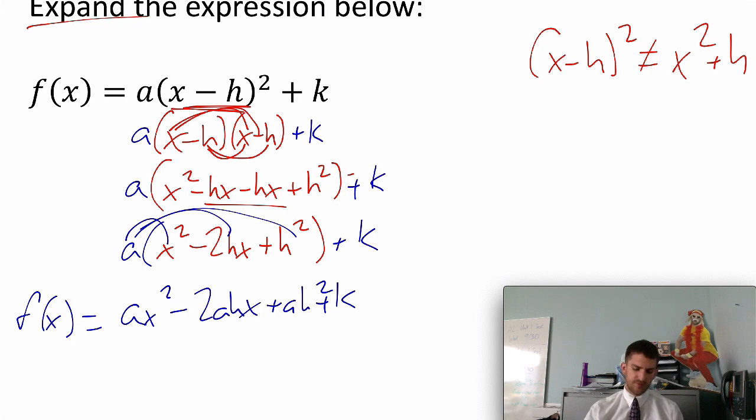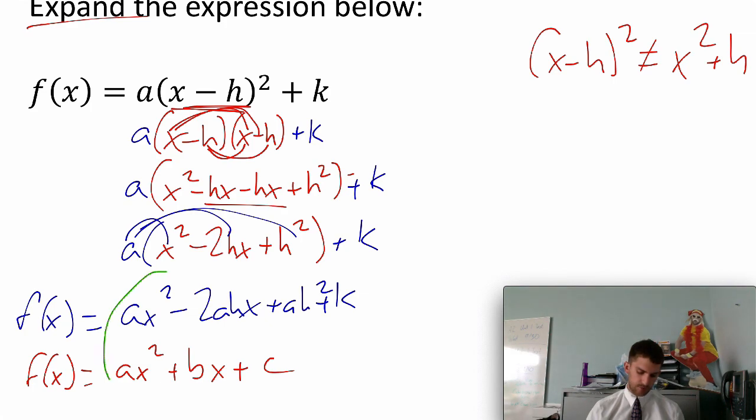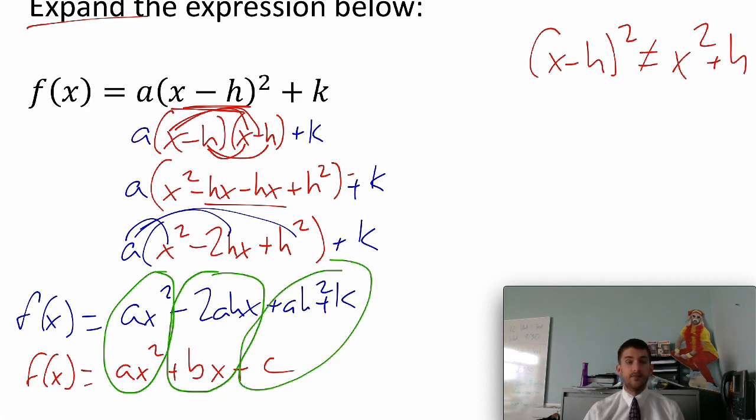What we're going to do is simplify it down, and we're going to use a different format. We're going to say f of x equals, and you probably have seen this format before, ax squared plus bx plus c. Now I want to identify these pieces where they are going to match up. Sorry, my stylus is being fussy. So the ax squared is going to match up, that's no problem. The negative 2ahx is going to match up with bx. And then the c is going to match up with everything on the end here that doesn't have a variable.